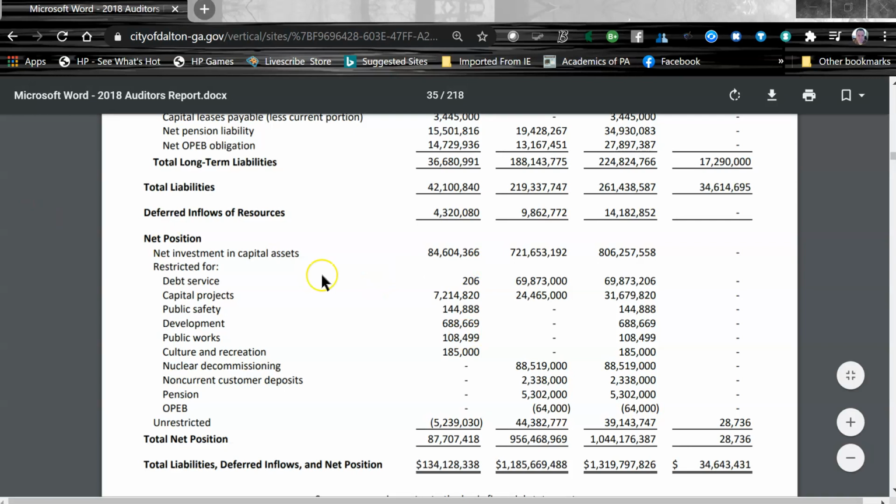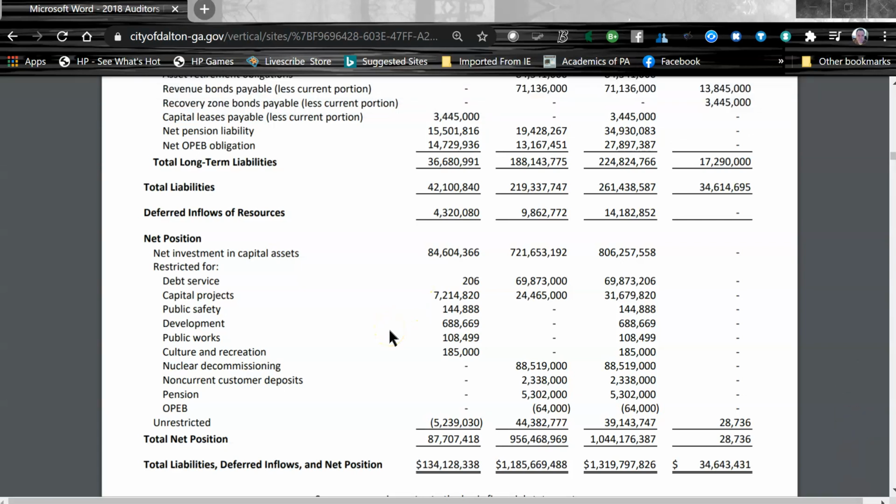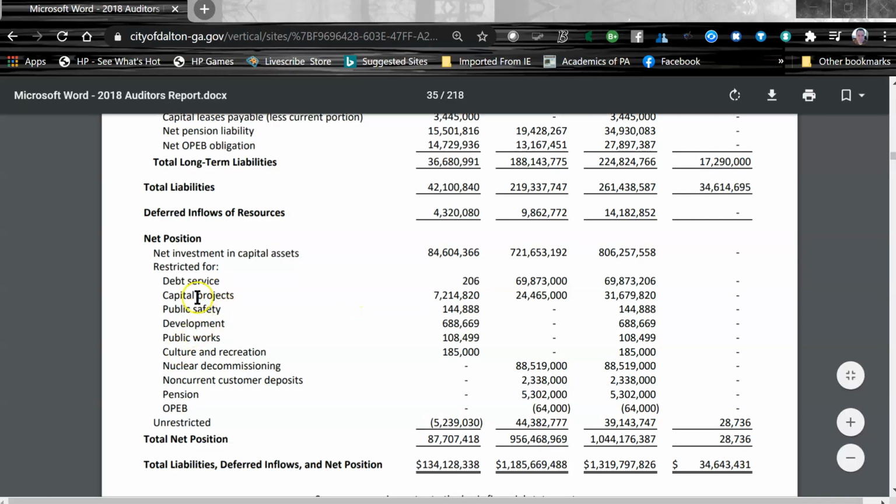And so here we see our net investment in capital assets. And again, that's all the assets that we have, minus the related debt. And then we have our restrictions. So we have restrictions, and this is kind of by activity or area. So we've got some debt service, capital projects, public safety, development, public works, culture, recreation, and so on and so forth. So this is our net position.